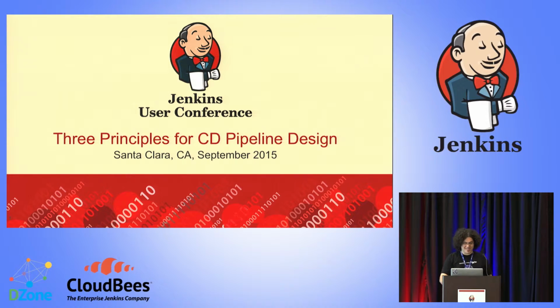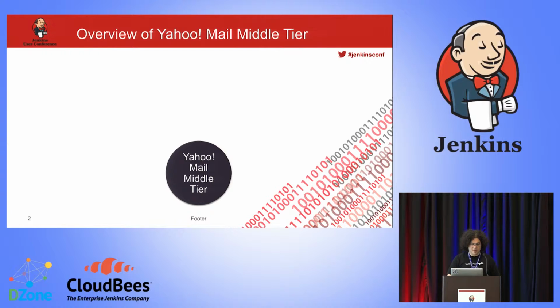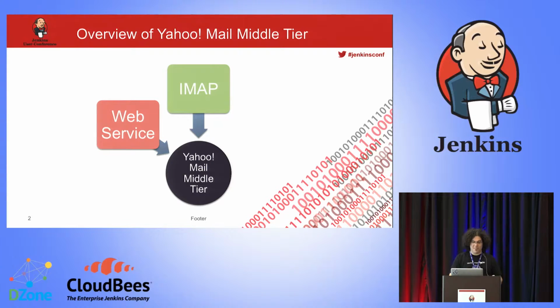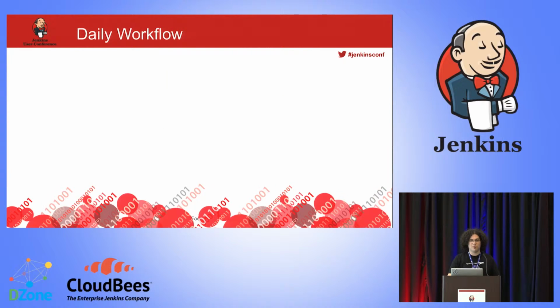My name's Larry Bordowitz. I'm a software engineer, a developer, and also kind of half DevOps. I work on Yahoo Mail, specifically its middle tier. So what is the middle tier? That's the part that handles API calls from desktop, mobile, IMAP, POP. So it's protocols, right?